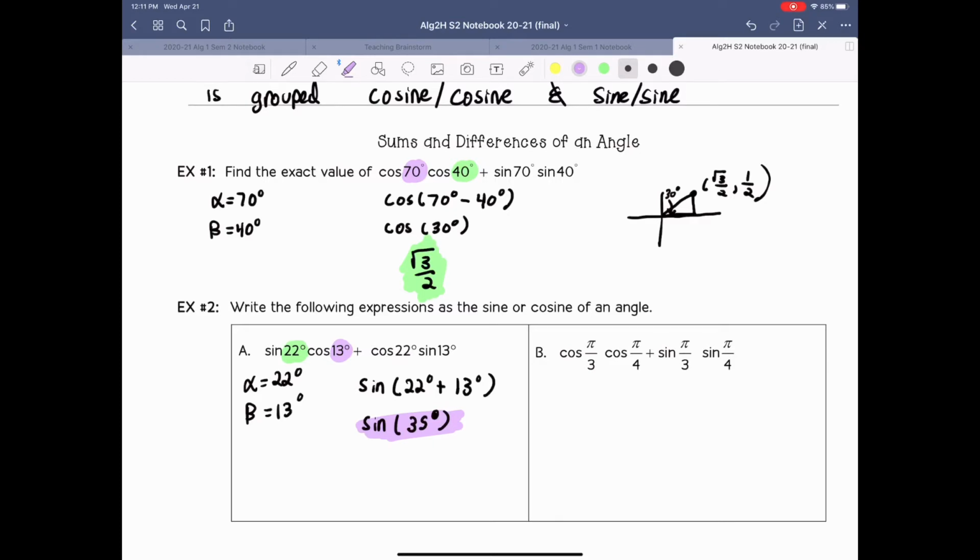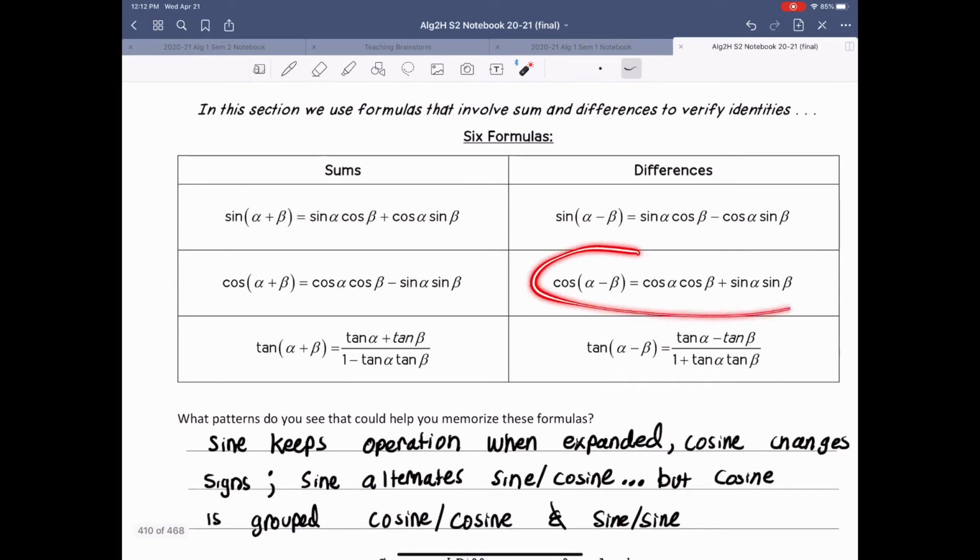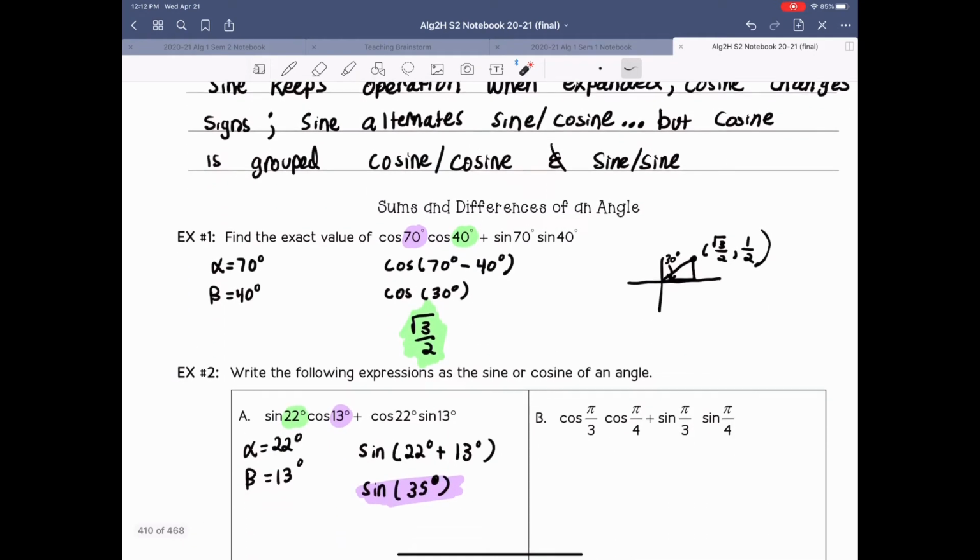All right, at part B, we have cosine of pi over 3 times cosine of pi over 4 plus sine of pi over 3 times sine of pi over 4. The only setup from up above that has cosine cosine plus sine sine is the cosine of alpha minus beta. So we know that alpha is pi over 3. That's my first angle in question. Beta is equal to pi over 4. So if I know that those are the two angles we're using here, we're just going to plug that into the cosine of alpha minus beta. So I'm going to have the cosine of pi over 3 minus pi over 4.